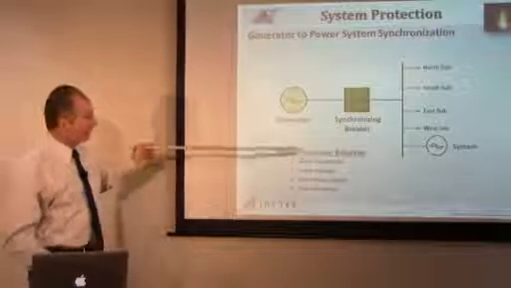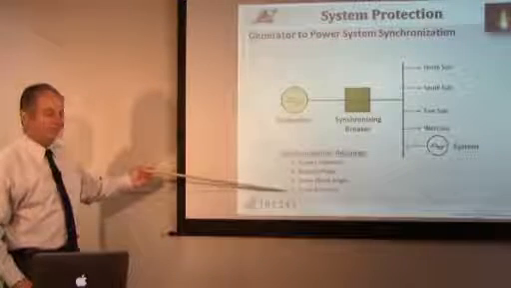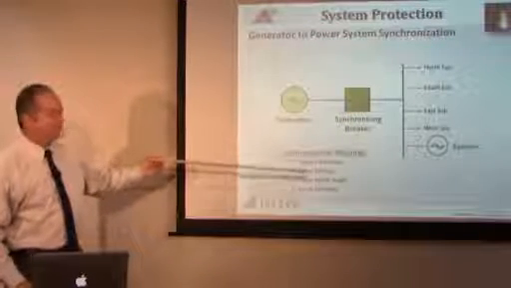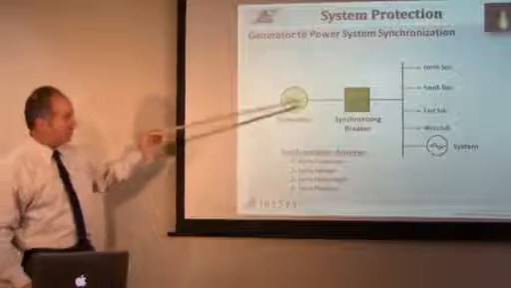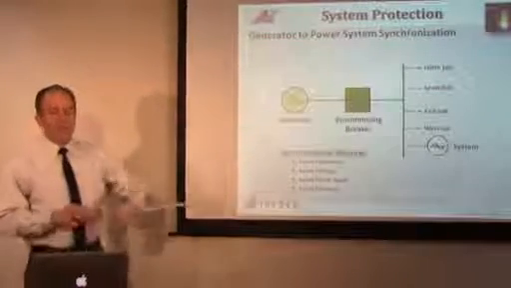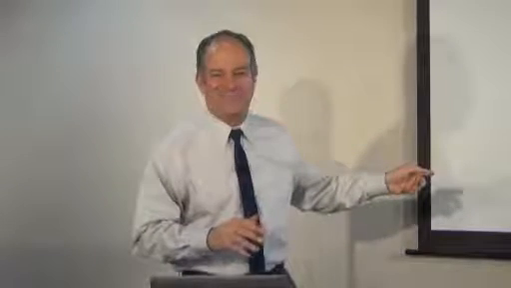So the operator is really looking at just the first 3. We want to match frequency, match voltage, and match phase angle. Then you can close the breaker. Okay, so that's the basic parameters behind synchronizing a generator. You can't just take an emergency generator that you have in your building and just close the breaker, because those first 3 things could all be off. You could have some major problems. So you have to have a synchronizing scheme.